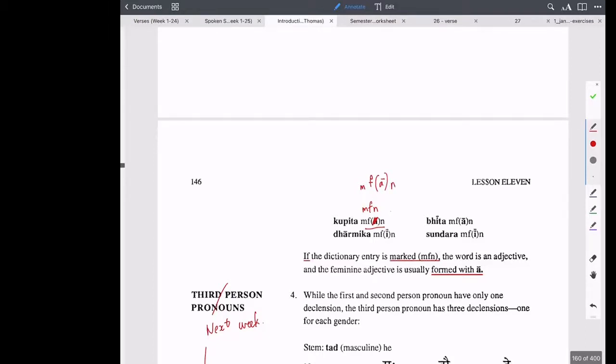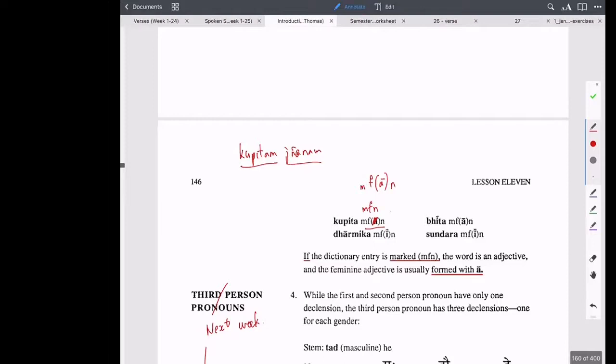Okay, so what does this mean in practice? What about angry knowledge? Kupita jnanam. Good. So why did Rani say kupitam jnanam? Because jnanam is neuter, therefore kupitam has to end in neuter. Now you see why you have to know whether a word is masculine, feminine, or neuter. Because how will you know how to describe it with an adjective unless you know what the word is?